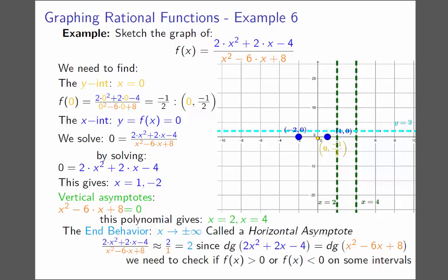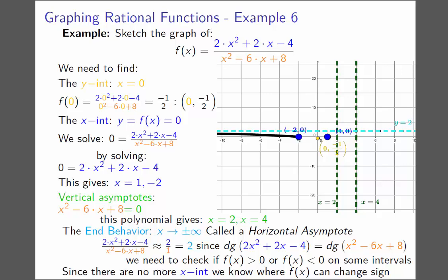Now, like polynomials, we need to check if our function is positive or negative on some of our intervals. Because we know there are no more x-intercepts, our function f of x can only change from positive to negative, or vice versa, at our vertical asymptotes or at the two x-intercepts that we already found. Now, to the left of negative 2, we know as our x values get larger and larger, they approach the line y equals 2, so the y values must be positive.